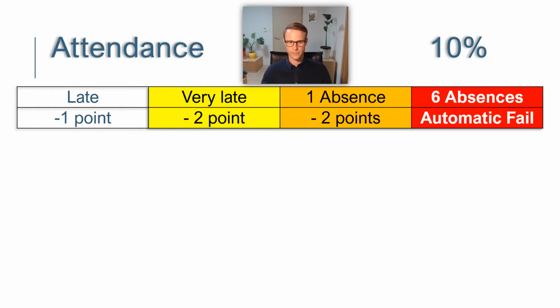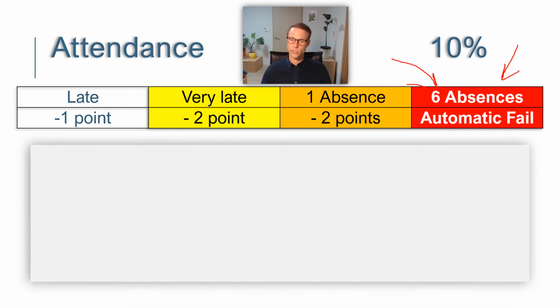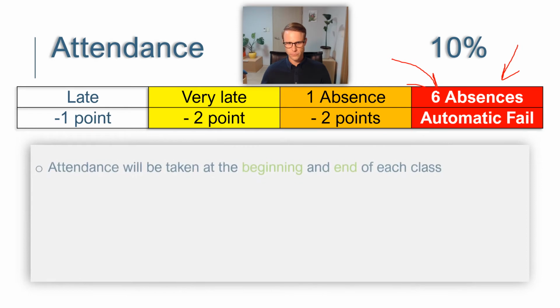Please arrive on time. If you are late, it will be -1 point. If you are very late, it will be -2 points. If you are absent, it is -2 points. And very importantly, guys, if you miss 6 times or more, that is going to be an automatic fail, an automatic F grade. So please don't do that. Okay, so if you ever have a question about your attendance, you can talk to me or email me.